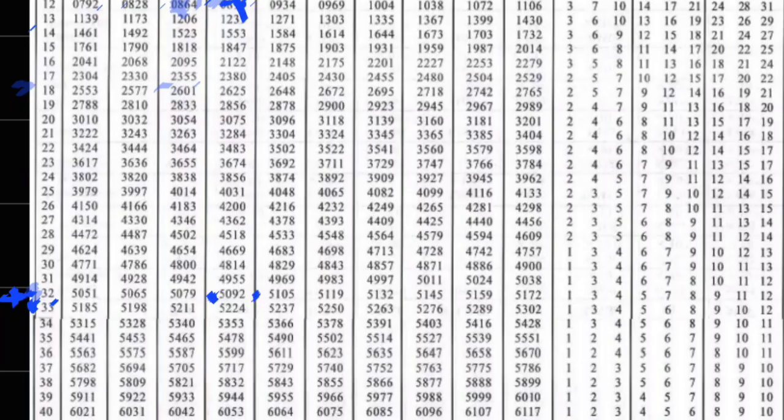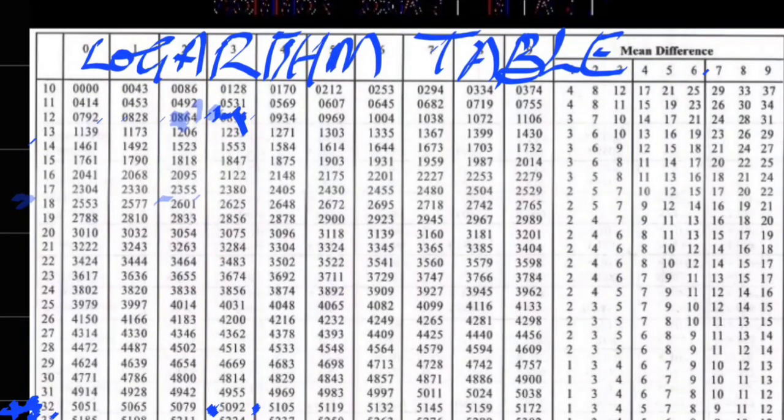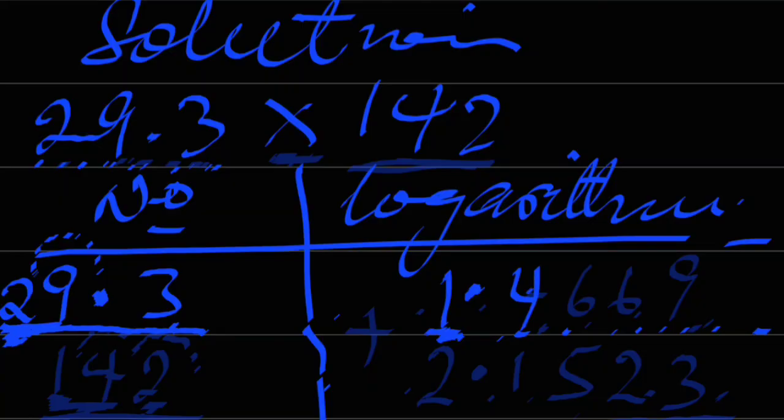Then you check the number that is there. What's the number that you can see there? 4669. 4669 is the number that I'm seeing here. When you check 29 under 3, as this one is coming and the 3 is coming down, they will meet here. That will give you 4669. Then you write your 4669. We are done with this one. Let's go to the second one.